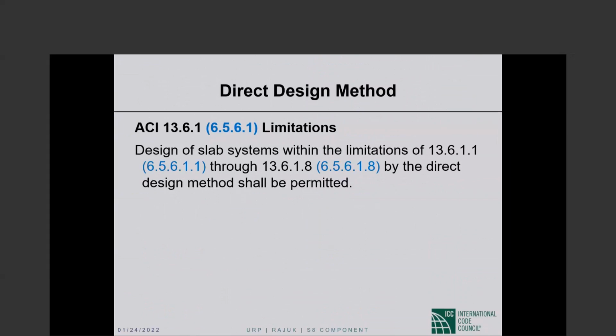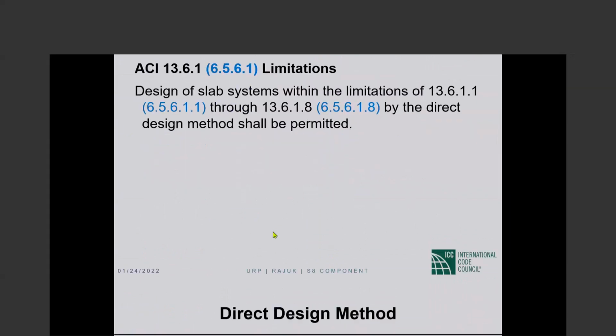Okay. Now this direct design method, which is what we will discuss for a while now, is applicable subject to certain limitations. Limitations are given in those sections 13.6.1.1 through 13.6.1.8.